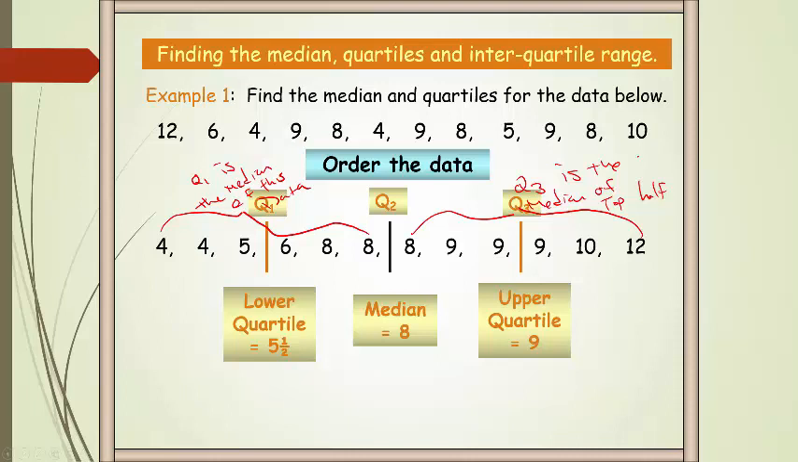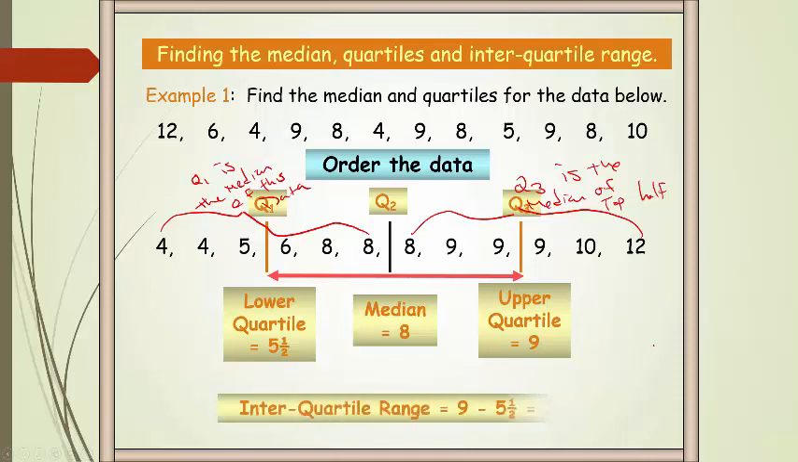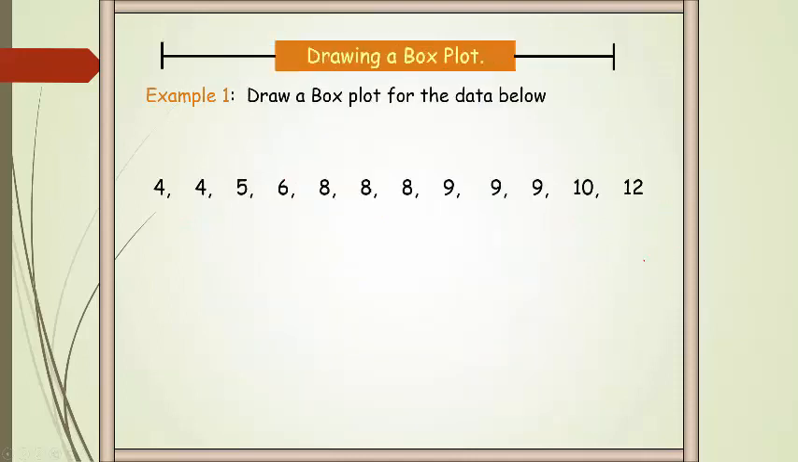From this, you can then calculate the interquartile range of the data. That's the spread, the range from here to here. It's the spread or the dispersion of the middle 50% of data. That interquartile range is just 9 minus 5.5, which gets you 3.5. Now what we want to do is draw the box plot of this, which is the visual representation of the Five-Number Summary.